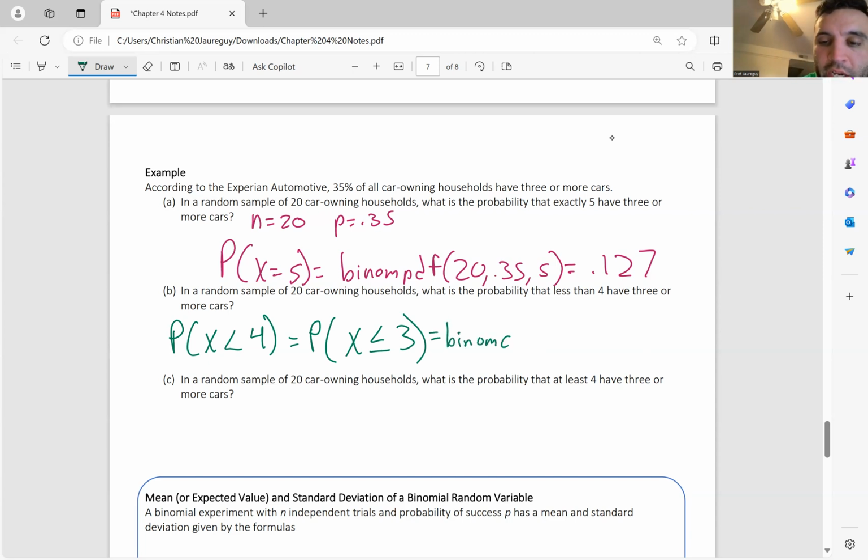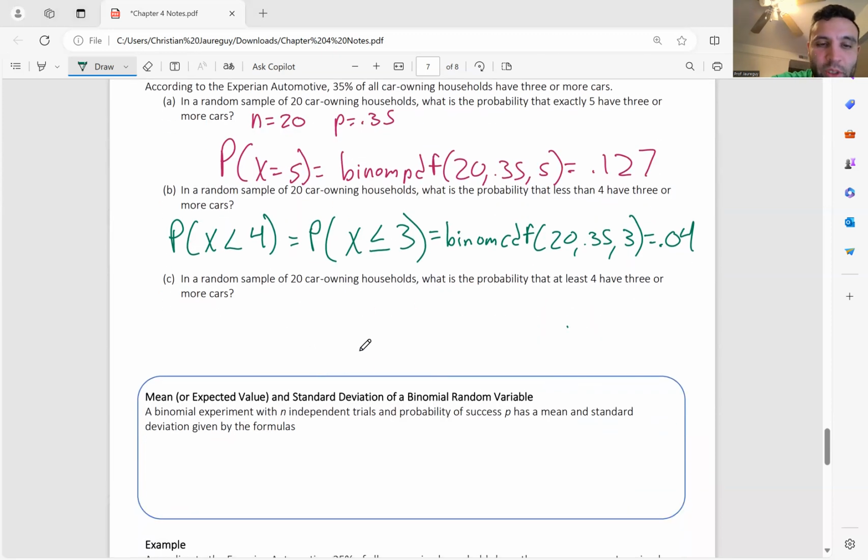So we try again, binom CDF, 20, 0.35, 3. You roll that in the calculator. And we get 0.04. So not too bad. Hopefully that feels okay.